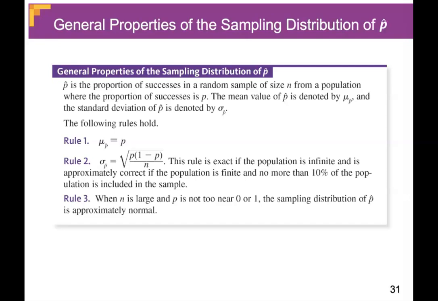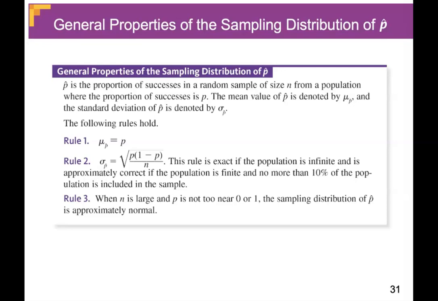Now, if your population is infinite, then that will be the exact standard deviation. However, most populations are finite. It's pretty hard to have an infinite population. So that standard deviation is going to be approximately correct as long as your sample isn't more than 10% of the population. That might seem a little counterintuitive because I told you that you had to have a big enough sample, and now I'm telling you that you have to have a small enough sample. Well, you have to have both. You have to have a big enough sample to see that variability go down, but you also have to make sure that your sample is small enough so that it's no more than 10%. Otherwise, these rules don't work.